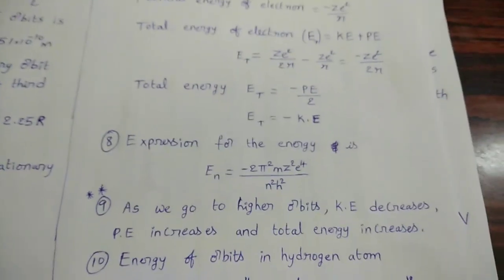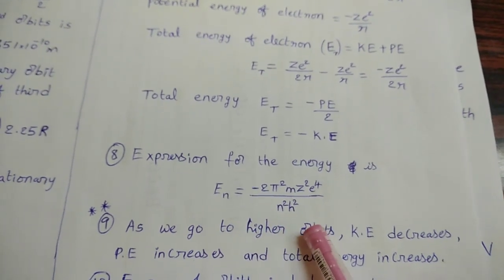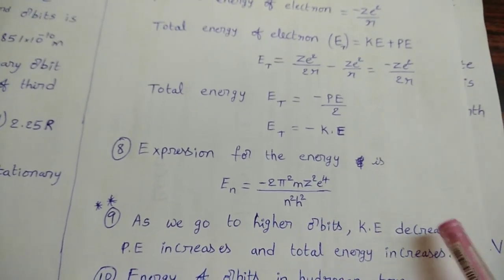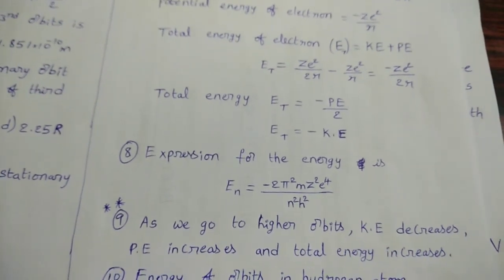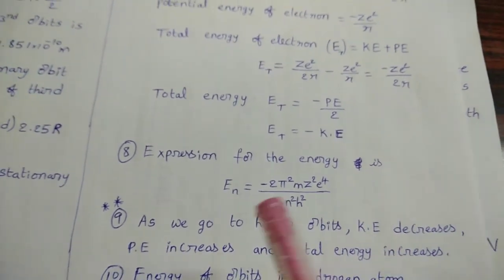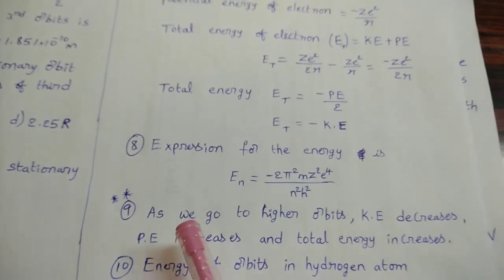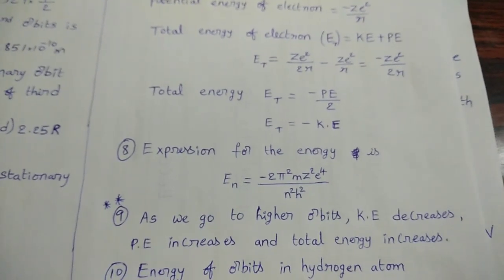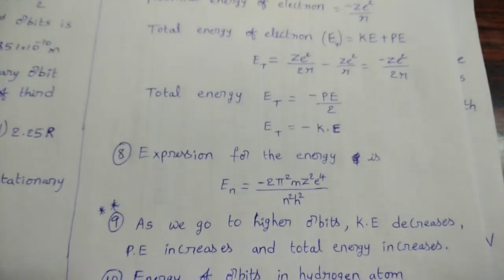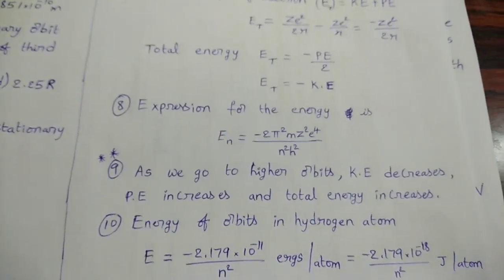Okay. So remember this important point: as we go to higher orbits, kinetic energy decreases, potential energy increases and total energy increases. Many of the students get confused in this point. So remember, this point is very important. As we go to higher orbits, kinetic energy decreases, potential energy increases, total energy increases. Okay. Next, energy of orbits in hydrogen atom.